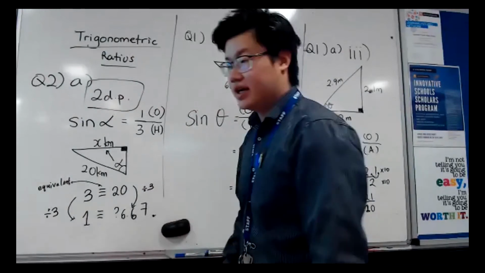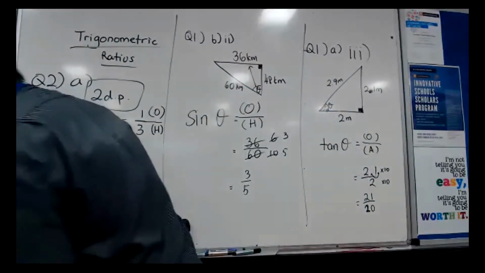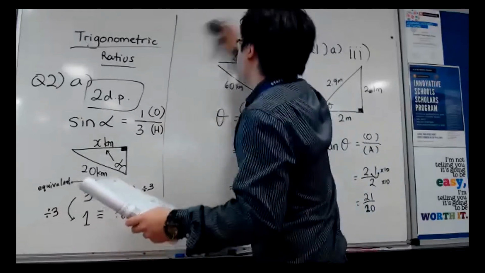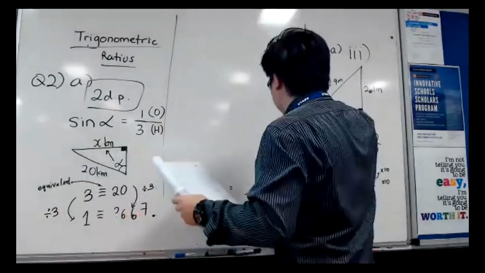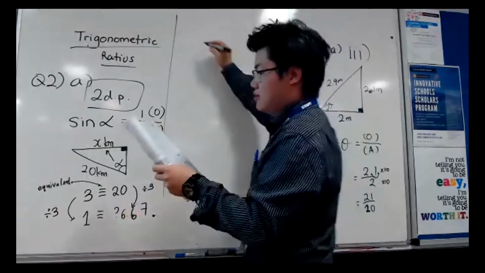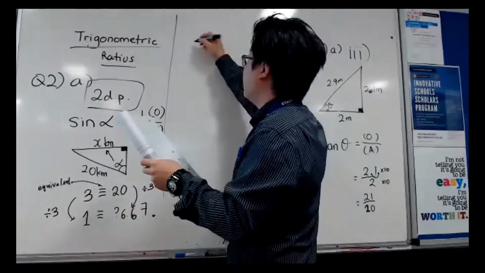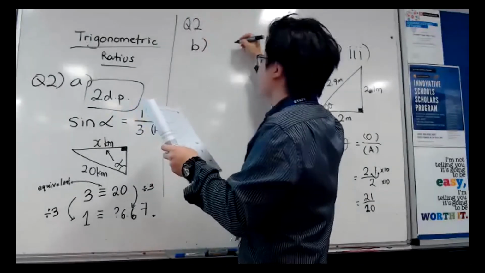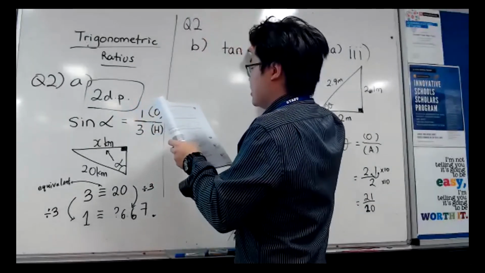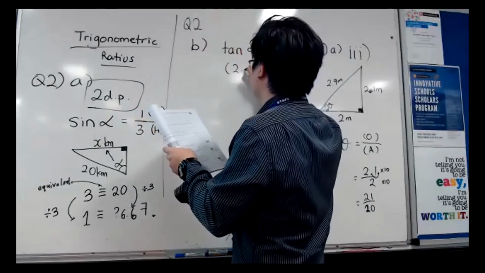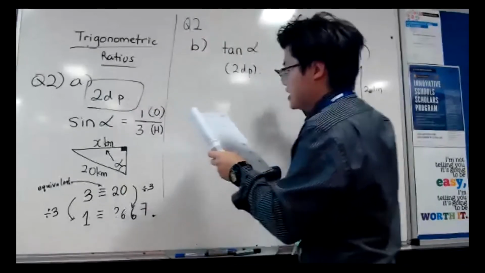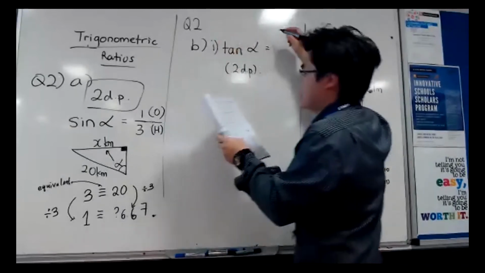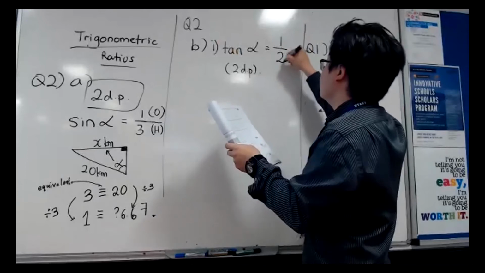Now, I'm giving an example here. So let's do A, do B. Can you do C? I do B and C. So question 2B. Now tangent alpha. Same thing, 2 decimal places. Tangent alpha equals 1 over 2. I'm doing 2b1.